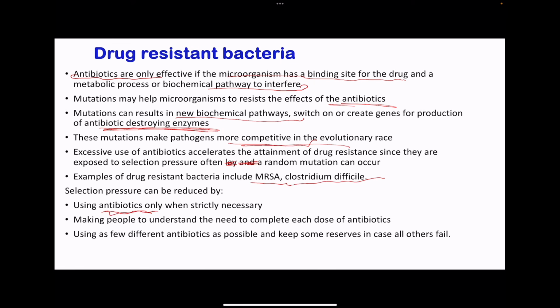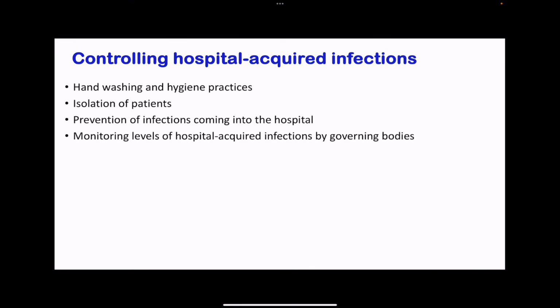So it's recommended that antibiotics are only used when necessary, and people should understand the need to complete each dose of antibiotics. Also, using a few different antibiotics and keeping some in reserve can be a solution in case others fail. And lastly, we look at controlling hospital-acquired infections, and again with the MRSAs. So people should wash hands and keep good hygiene practices. Patients should be isolated to prevent these infections from spreading. People should be tested before they come into the hospitals or before they are put in specific regions of the hospitals in order to prevent incoming infections.